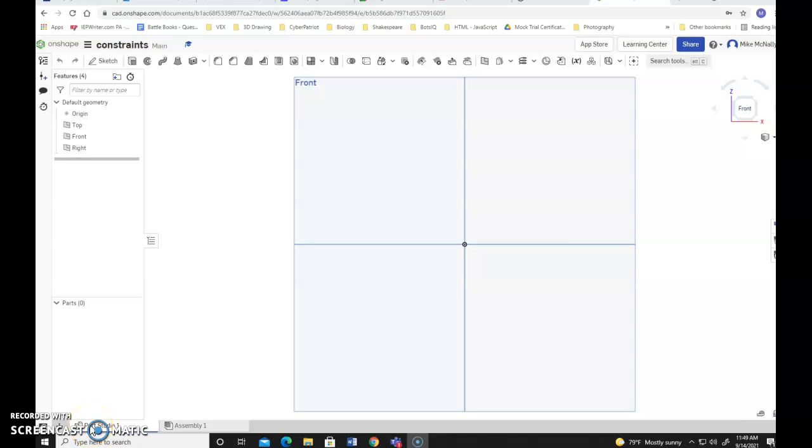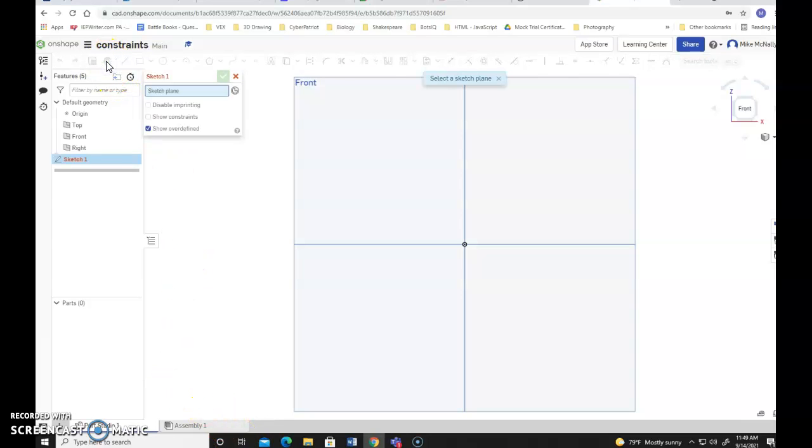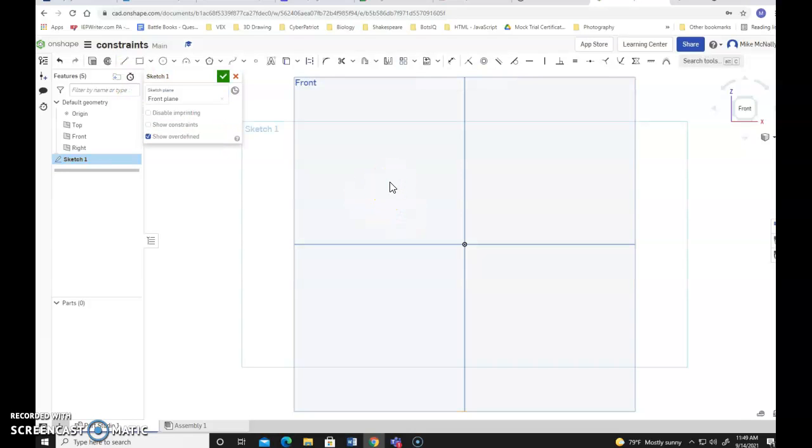Okay, so today we're going to take a look at what are called constraints. I'm going to start out with the sketch. Remember, tell it where to sketch. And the constraints are this set of commands up at the top. See, that one's coincident, concentric, parallel, tangent, horizontal, vertical, perpendicular. Let's take a look at these.